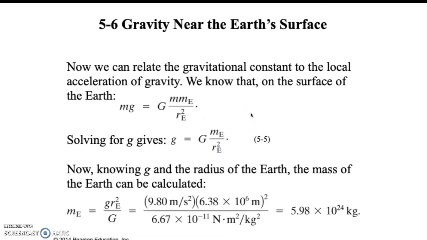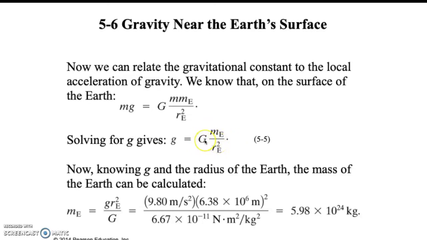So we can relate the gravitational constant G, knowing that we're at the surface of the Earth. So this is the mass of some item times g, which is the weight, the force of gravity, is equal to our constant times the mass of some object times the mass of the Earth divided by the radius of the Earth squared. Why do we use the radius of the Earth there? Because we're on the surface of the Earth, so the radius of the Earth is all there is. We cancel out the mass of the individual object and we solve for g, and here's what we get.